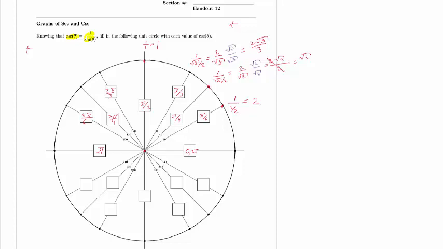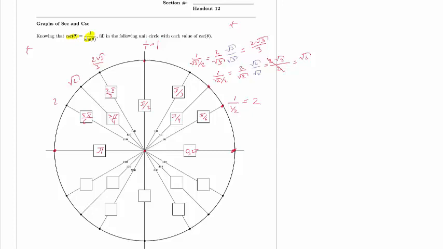Okay, so let's go ahead and put these through. Again, we're just repeating the values that we see. 1 over root 3 over 2 is going to be 2 root 3 over 3. 1 over root 2 over 2 is simply the square root of 2. And then 1 over 1/2 is simply 2.